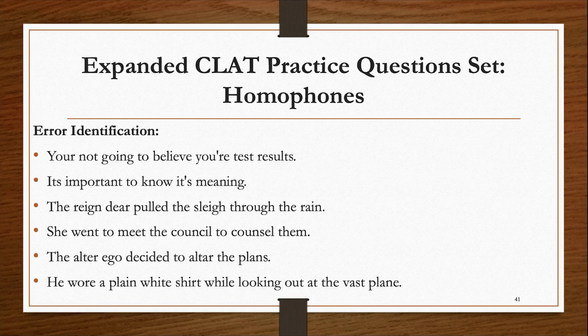Now, in this particular exercise, do one thing: read the sentences and see if you can identify some error in the sentences. You're not going to believe your test results. It's important to know its meaning. The reindeer pulled the sleigh through the rain. She went to meet the council to counsel them. The alter ego decided to alter the plans. He wore a plain white shirt while looking out at the vast plain.